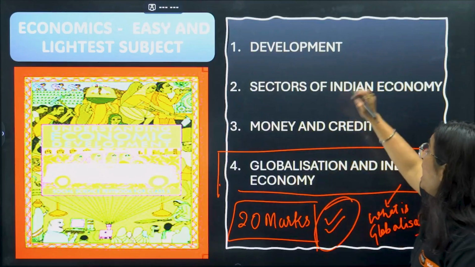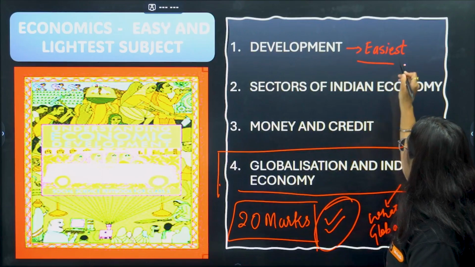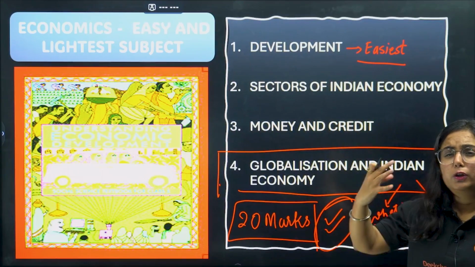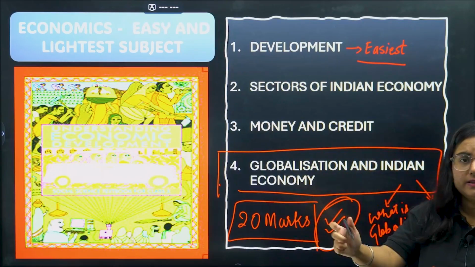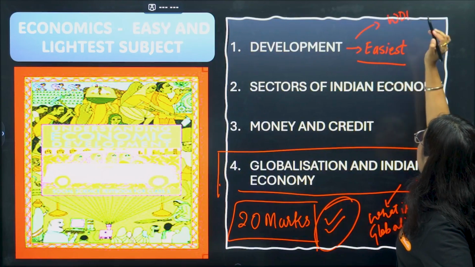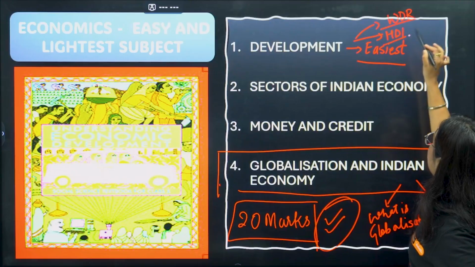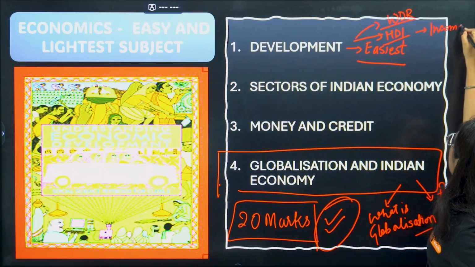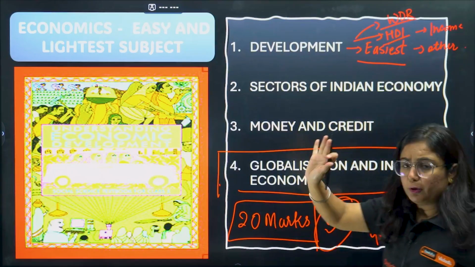The first chapter, which I consider to be the easiest among all four, because it has theoretical concepts. If you read the NCERT once, you will get that very easily. Some important topics from this: you need to know the World Development Report. Then you can study the Human Development Index, the difference between the two, how income is an important factor, and what are the other factors other than income. This will help you.